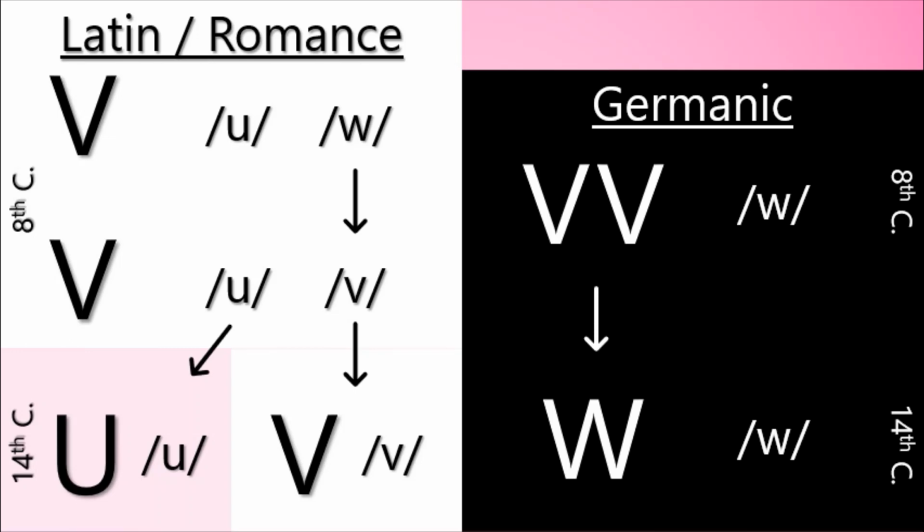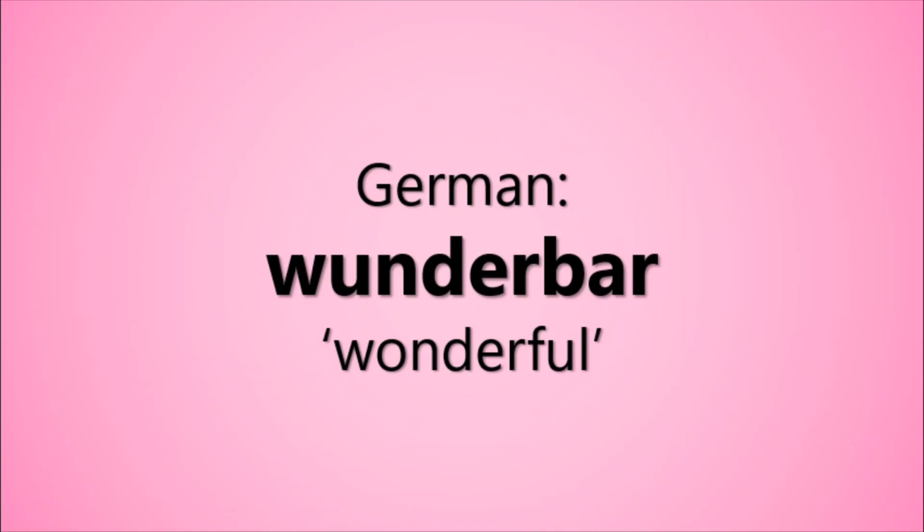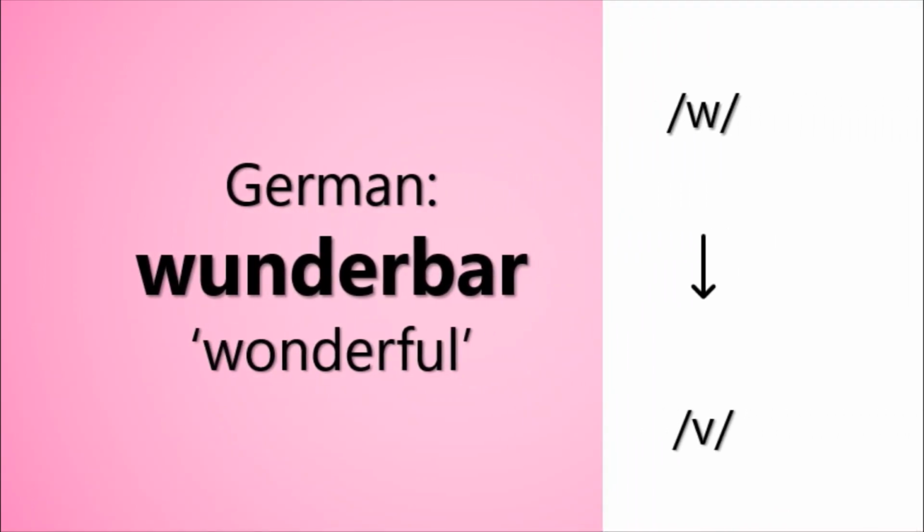One final thing, any of you watching who know a little German could be wondering, what about the German W? The German W has a V sound, as shown by words like wunderbar. This is the case because in German, the sound W gradually changed over time to become a V sound. Does this remind you of anything? Think back to earlier in the video when we learned that Latin underwent the same change, W becoming V.